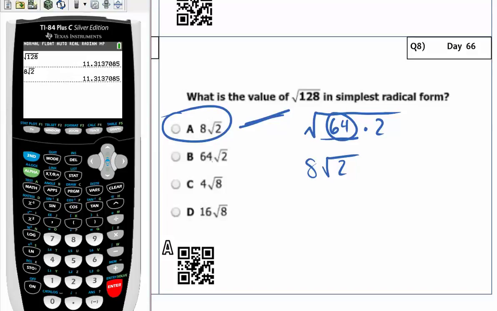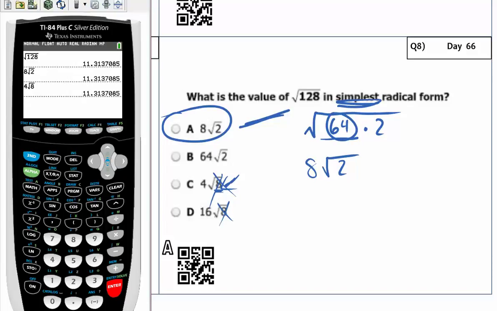This one right here, C, 4 times the square root of 8, is probably going to give me the right answer as well, but that's not in simplest radical form. So if you look at your answer choices here, this has the square root of 4 in it still as a factor. This one should be erased immediately, and this one should be erased immediately, because those aren't going to be in simplest form.